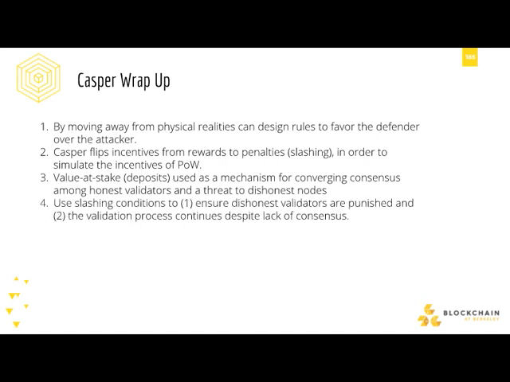And then finally, these slashing conditions ensure that not only are dishonest validators punished because they're known, like a third of dishonest or malicious nodes can be found, but also the process can continue. This whole process won't be terminated; it will always be continuing, even if you have a lack of consensus in the short term.